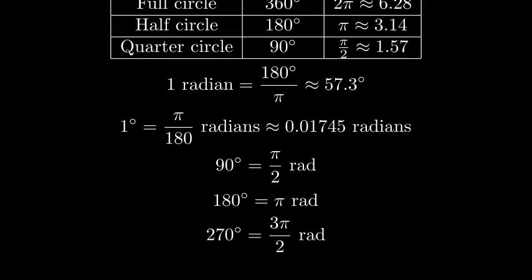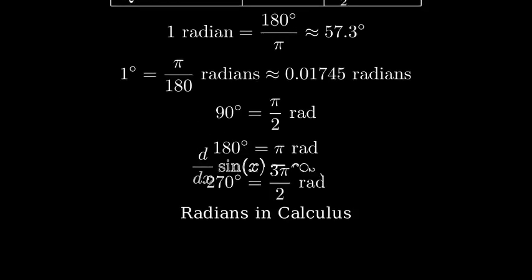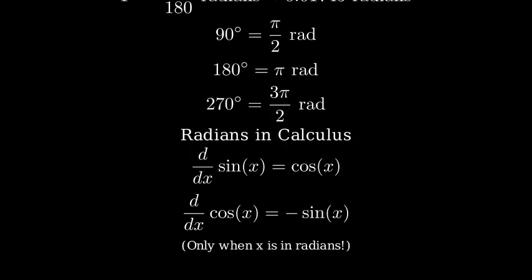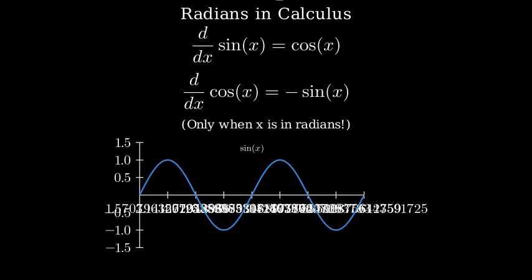The radian makes many mathematical formulas simpler and more elegant. For example, in calculus, the derivatives of sine and cosine are much cleaner when using radians. The derivative of sine of x is cosine of x, and the derivative of cosine of x is negative sine of x. These simple relationships only hold true when x is measured in radians. Radians are also essential in physics, especially for describing periodic motion like waves, oscillations, and rotational dynamics.